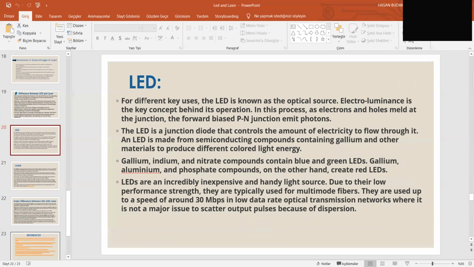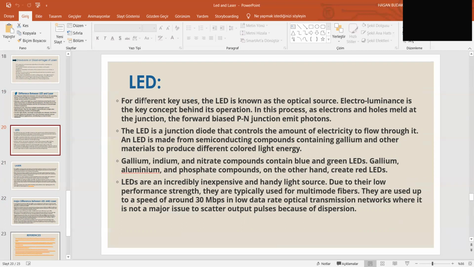For the LEDs, for different uses, the LED is known as the optical source. Electroluminescence is the key concept behind its operation. In this process, as electrons and holes recombine at the junction, the forward biased PN junction emits photons. The LED is a junction diode that controls the amount of electricity flowing through it. And LED is made from semiconducting compounds containing gallium and other materials to produce different colored light energy.